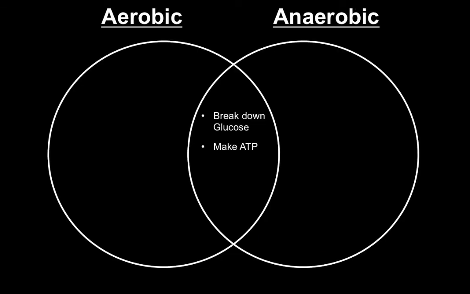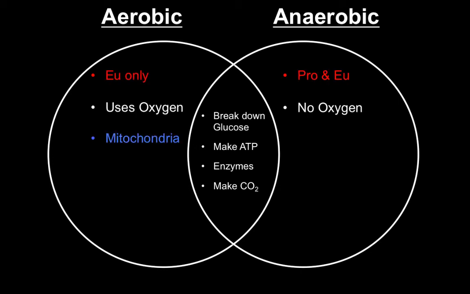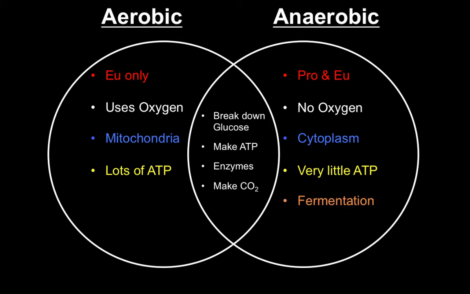So when we compare the two, they do all of those things, both of them. Break down glucose to make ATP using enzymes and making CO2. However, in many major situations, they differ, especially aerobic uses oxygen. And remember, when I say lots of ATP versus little ATP, another way of saying that is that aerobic is way more efficient. And then finally, another name for anaerobic respiration is fermentation, and we have lactic acid or alcoholic fermentation.